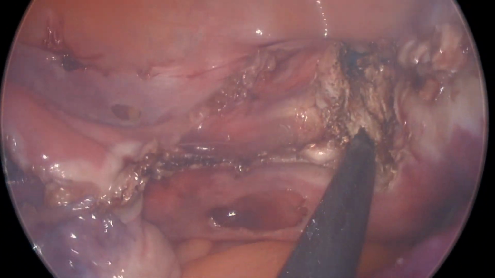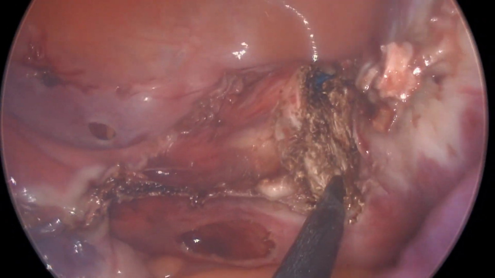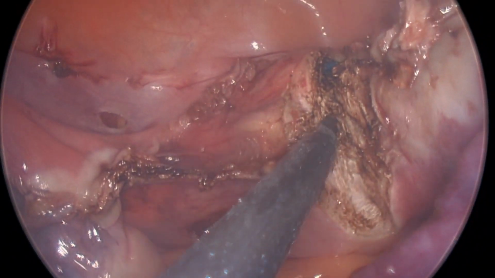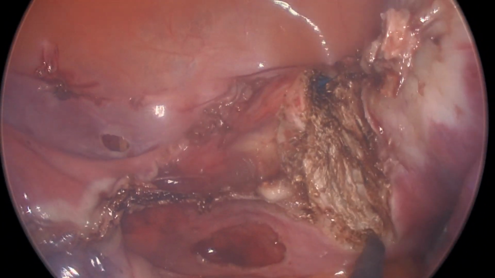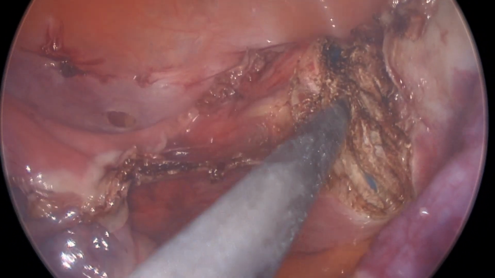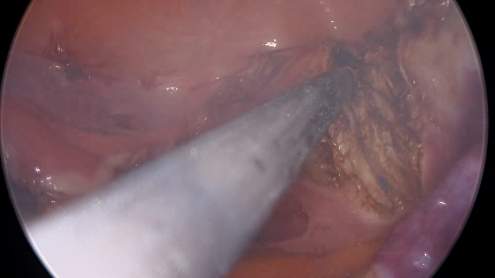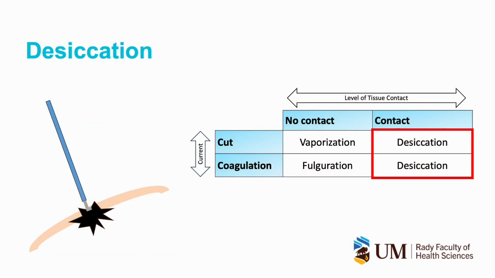At times, you can note the spatula making direct contact with the tissue, desiccating without division. Here you can see the operator flipping the spatula to have a smaller surface area. This then allows for more precision in their delivery of energy and division of tissue. Desiccation occurs when an electrode is activated while making direct contact with the tissue with either a cutting or coagulation current. This is an effective way to provide hemostasis.